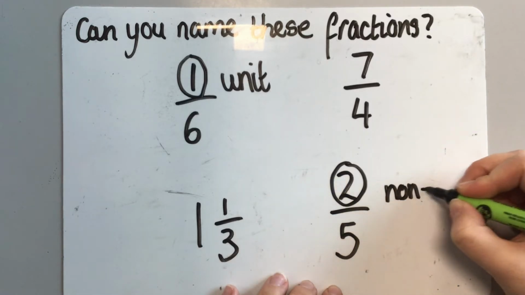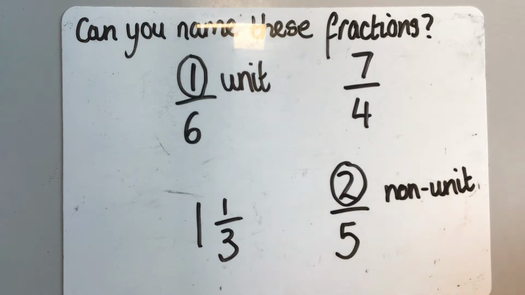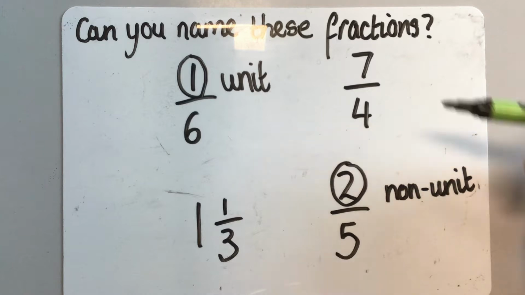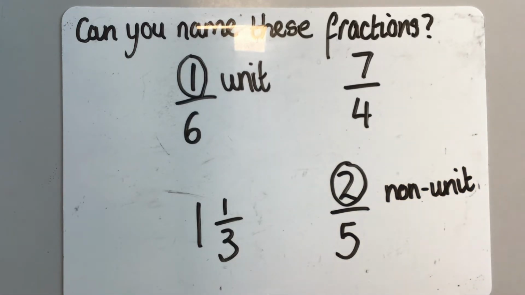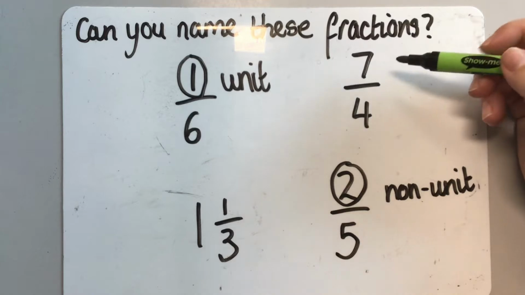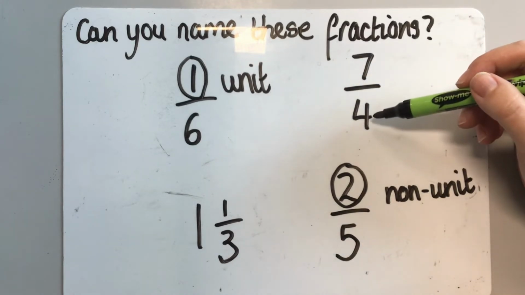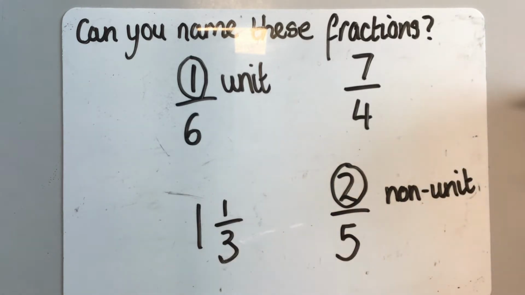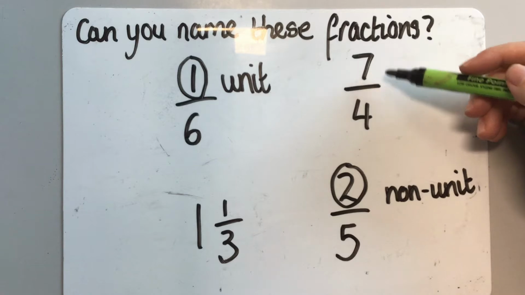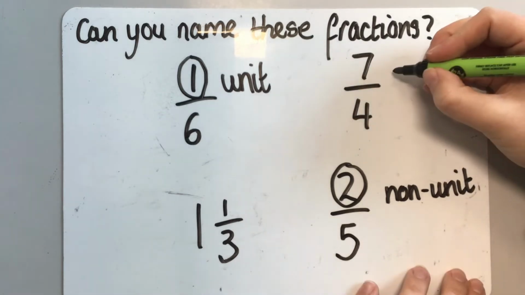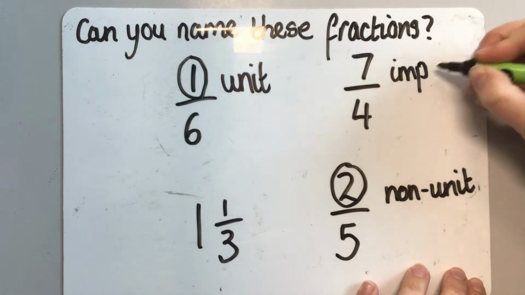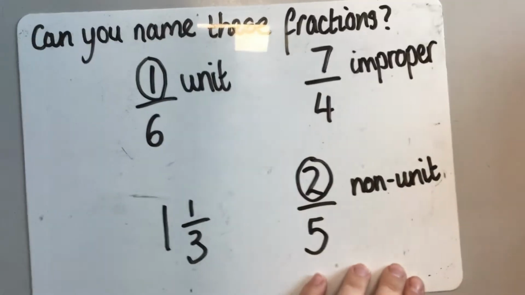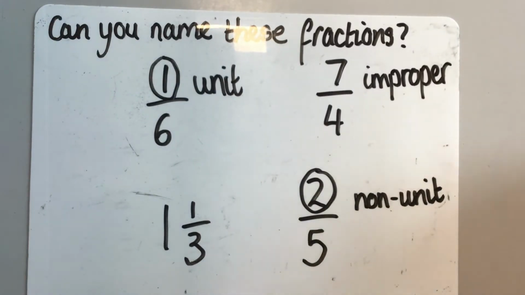This is a non-unit fraction because the numerator is smaller than the denominator, and that is where we need to start thinking about improper fractions, which we're learning about today, because 7/4, can you see that 7 is bigger than 4? Now we know that the denominator tells us the number of parts in the whole. So how can you have more than 4 if something is split into 4? And that is what we are going to look at today. So 7/4 is an improper fraction, like that.